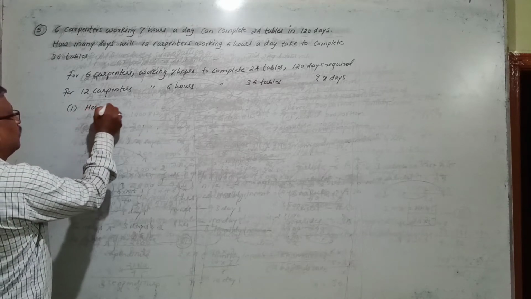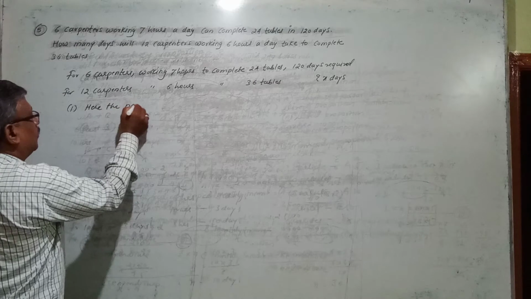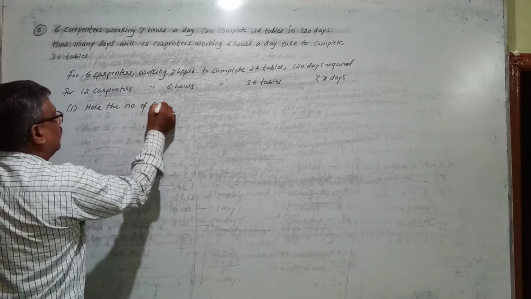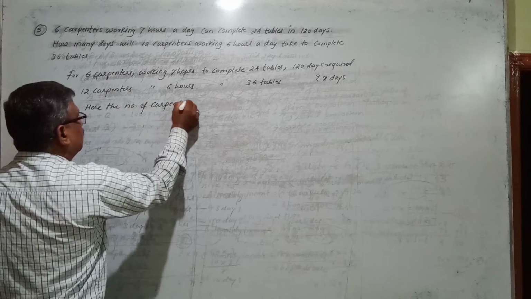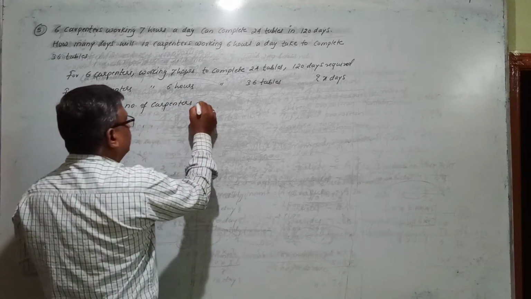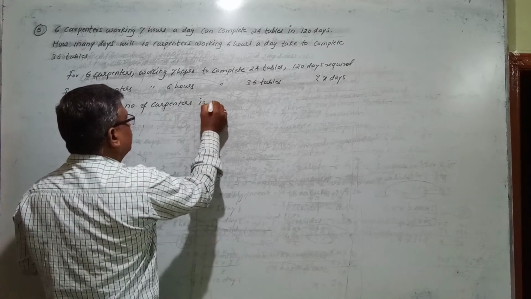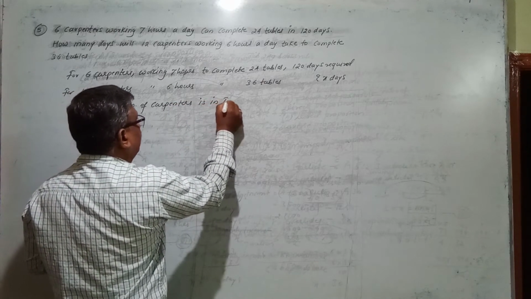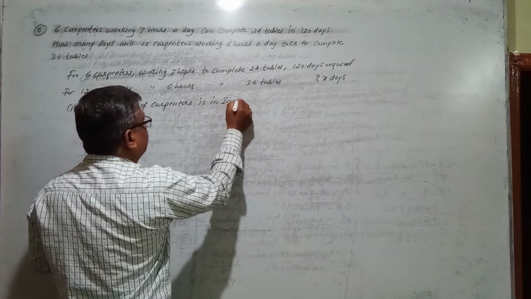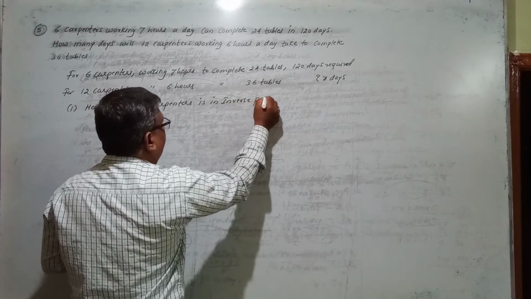Here, the number of carpenters is in inverse proportion.